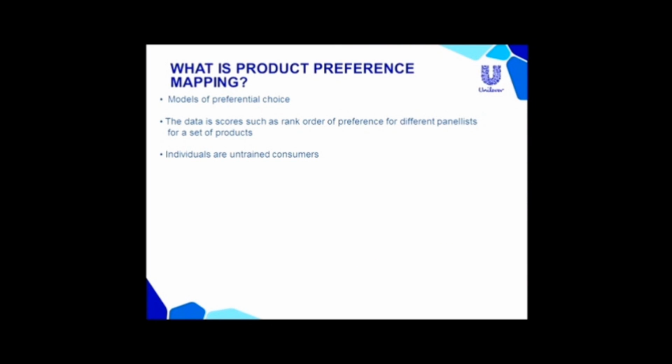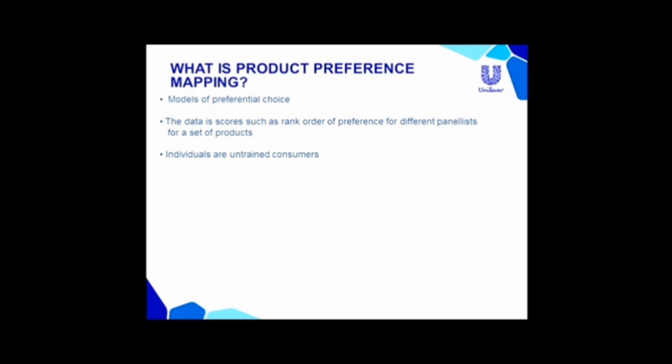So anyway, now let's talk a bit about consumer preference. So what is it? It's really developing models of preferential choice. So the data score is usually ranks of preference. So you might be ranking them, or you might have a scale. But often it can be ranked, so you rank them from which one you prefer to the one you prefer least. Again, this tends to be untrained consumers, so it's not like a panel.